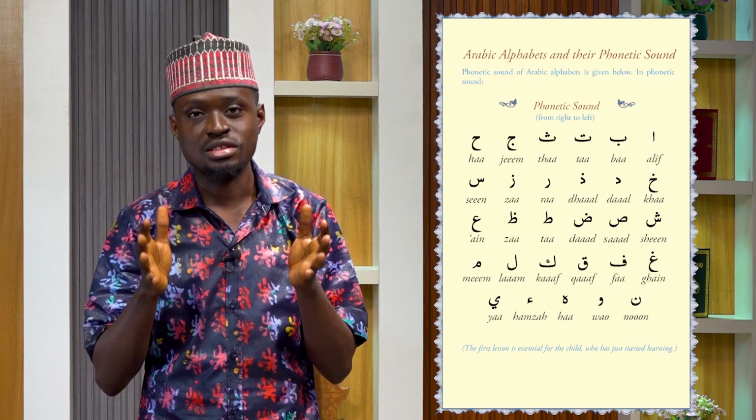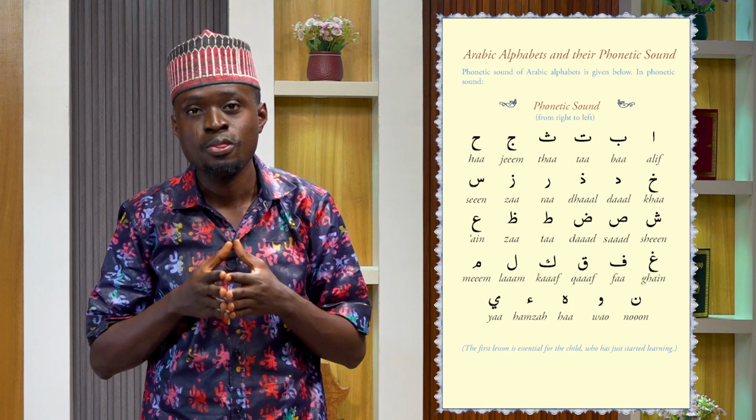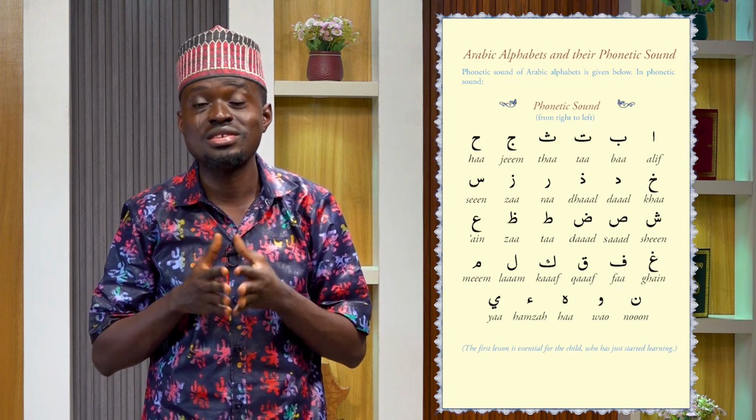And when you master the correct pronunciation of these letters, it will assist you in becoming a good reciter of the Holy Quran. And when you pronounce a letter wrongly, you may unintentionally be changing or altering the meaning of the Quran. So it becomes very important for us to acquaint ourselves with the correct pronunciation of all these alphabets.